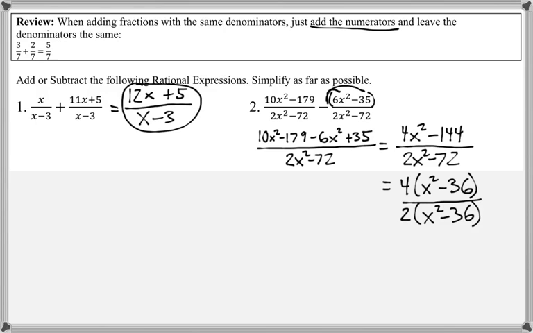And then you could just cancel out those x plus 6's and x minus 6's. But actually you can just cancel them out right now because x squared minus 36 will cancel out with an x squared minus 36. So either cancel them out now or factor them and then cancel them out. But that will be equal to 4 over 2, which actually simplifies to just be 2. So this entire problem was actually equal to 2. So there's a lot of simplifying on some of these questions.